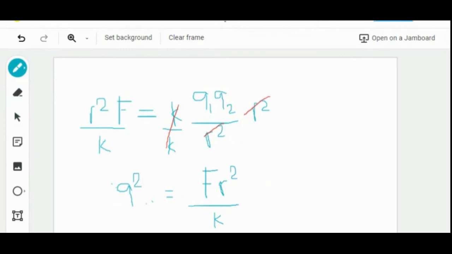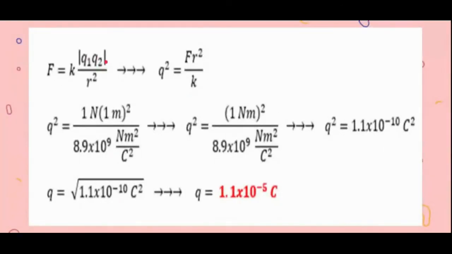Now, going back, we have this equation. So what we can do here is substitute all of the given variables. Remember that F is equal to 1 Newton, R is equal to 1 meter, and K is equal to 8.9 times 10 to the 9. So we can just substitute and go with the flow of the equation. So we have here 1 Newton times the quantity of 1 meter square all over K.